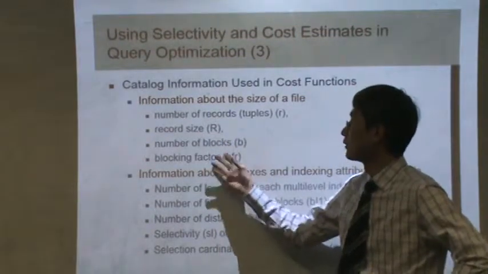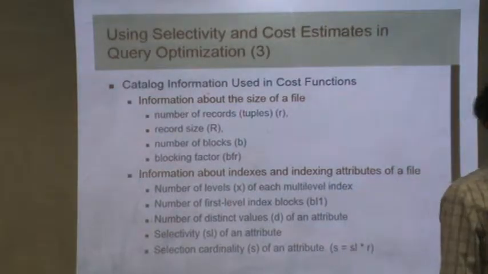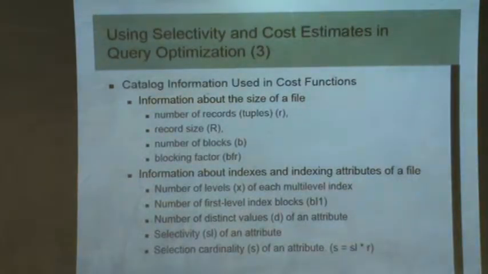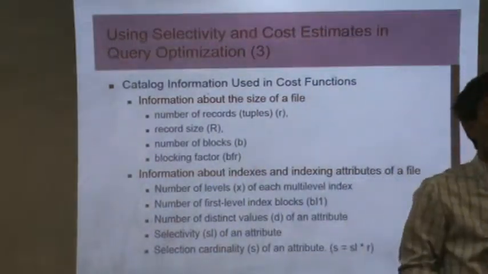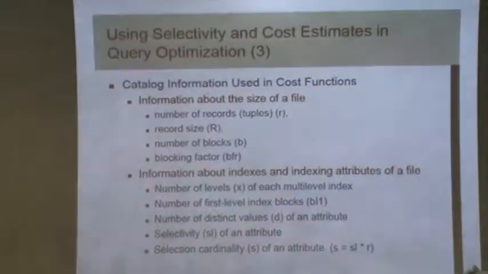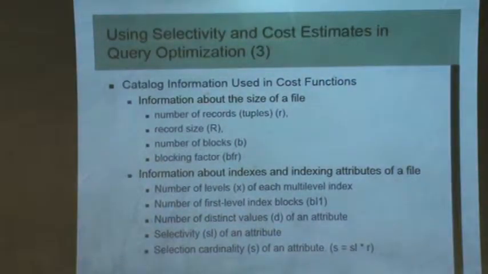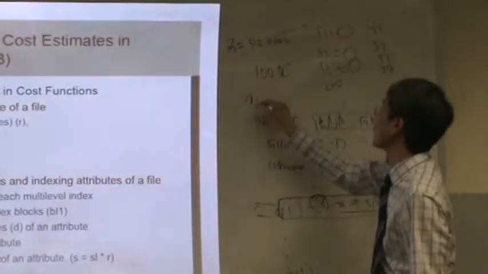Then the blocking factor will be used. Blocking factor means how many records are in one block on average. If we know some information about this, we can calculate the number of blocks. For example, the employee table here has 100 records, R. Then we have a block size of 512 bytes. Then what is the blocking factor?